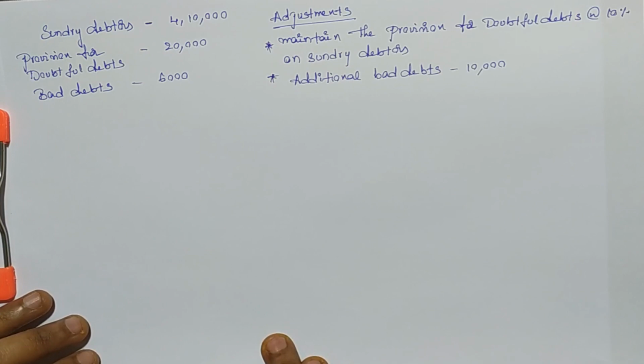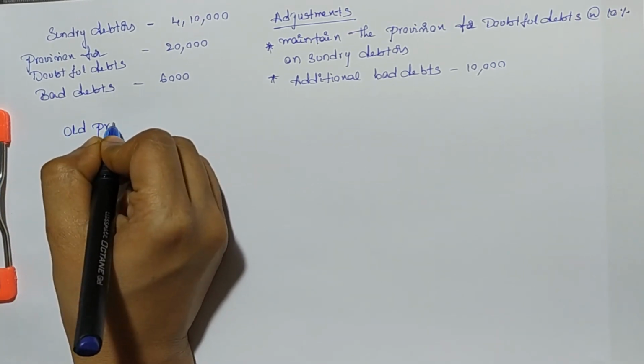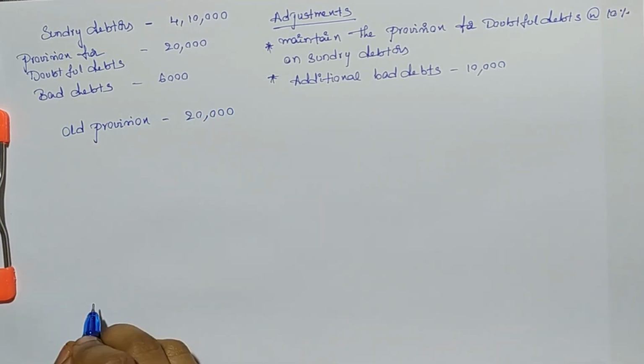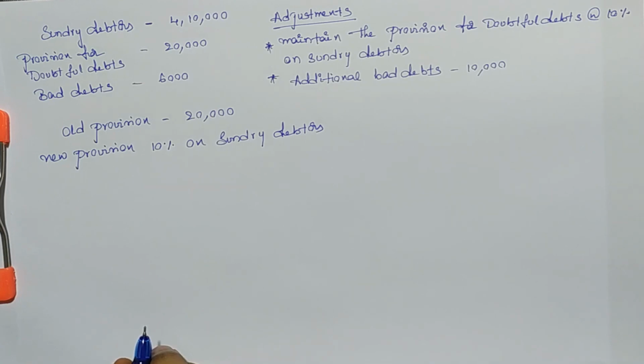Next is, in the trial balance, we have sundry debtors, provision for doubtful debts and bad debts. In the adjustments, we have additional bad debts, and also they are asking us to maintain the provision for doubtful debts at 10%. Provision for doubtful debts is already created, that is 20,000. We call this provision as old provision. To create new provision, we need to calculate provision percentage on the sundry debtors. Here, the provision percentage for doubtful debts is 10%.